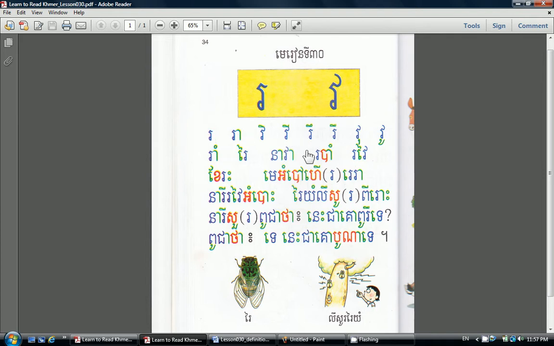And the purple colored consonant here are the second series consonants that we need to change the sound of the vowels for. Now let us read these words by first saying the consonant, the sound of the vowel, and then the word. Starting with ro.